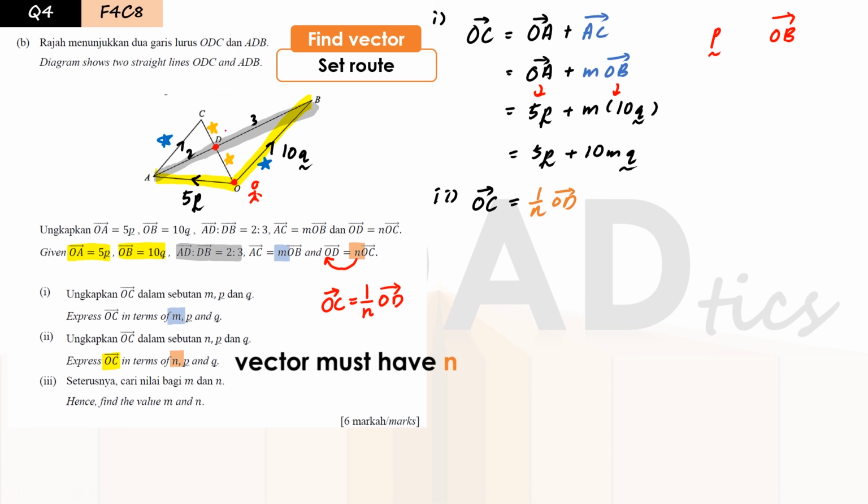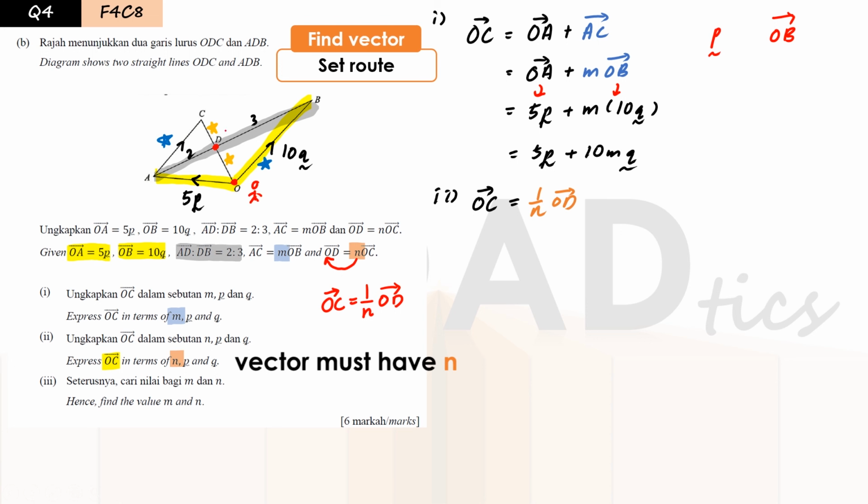So for AD, we know that it is actually 2 parts of the entire line here, which is 5 parts. Okay, so usually when we are finding the vector for part of the line, it will be easier for us to find the vector of the entire line. Okay, so instead of finding AD, why not we find out AB first? Okay, but of course, AD is not the entire line of AB, right? So we need to multiply something here. Okay, which is the ratio.